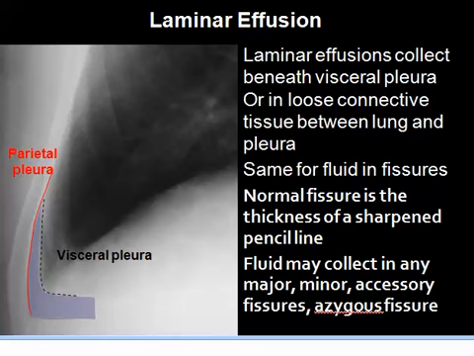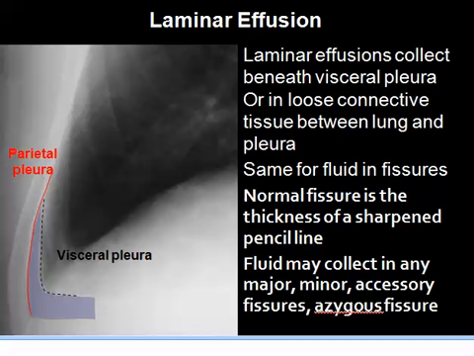Laminar effusion, splitting the visceral and parietal and containing fluid in between, or in the loose connective tissue between the lung and the pleura. This is rare. Same for fluid in the fissures.